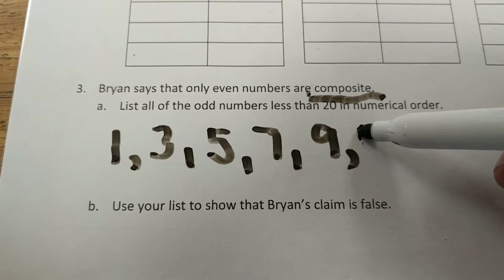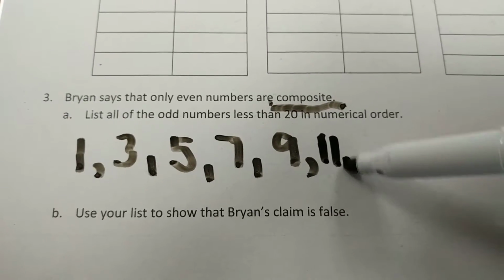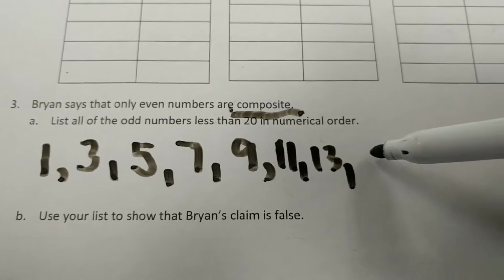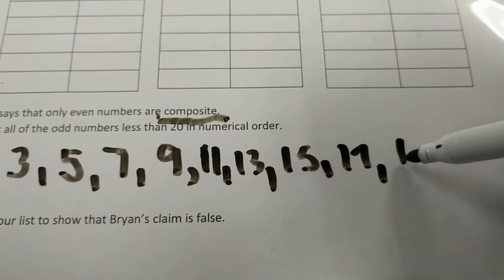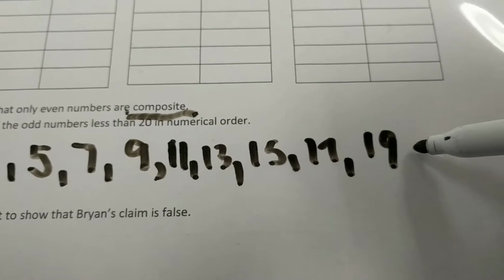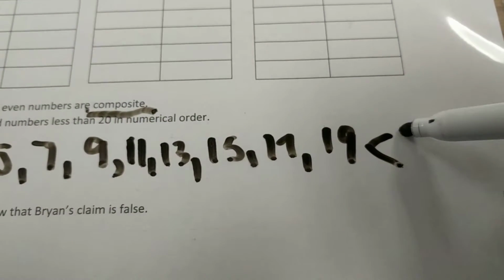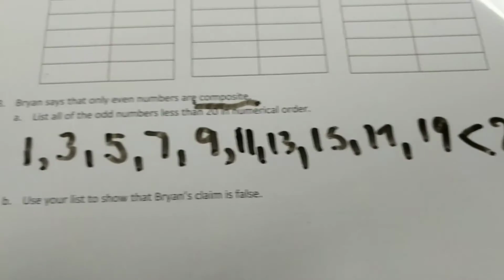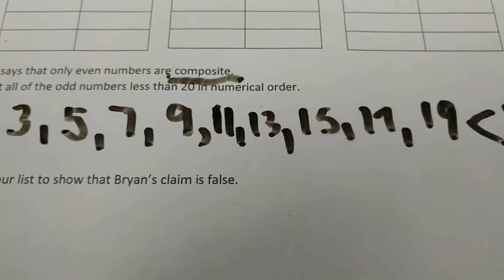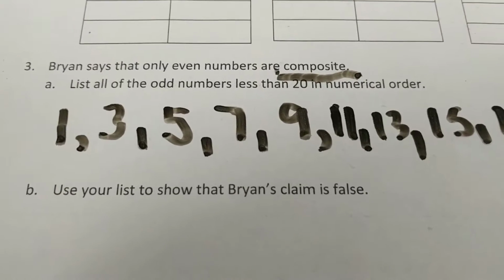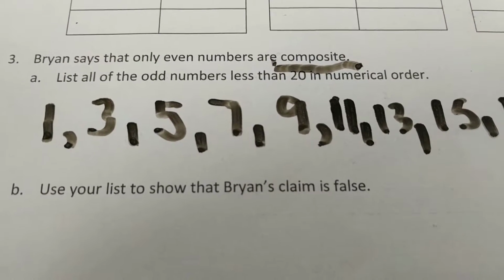From 9 we can go to 11. We're in our 10s now. Then 13 and 15 and 17 and 19. And we want to be less than 20. So we have 1, 3, 5, 7, 9, 11, 13, 15, 17, 19. And we know that some of those are in fact prime.